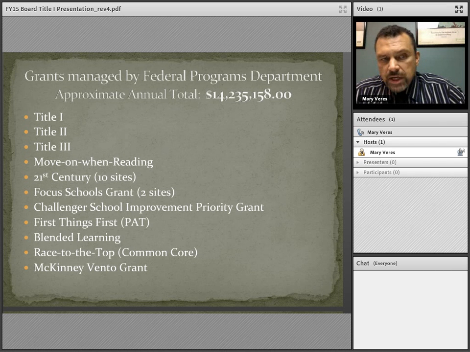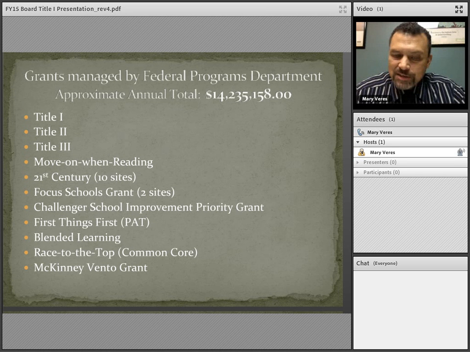The 3 major titles plus Move On When Reading, which is actually an M&O grant. Our 21st Century grant, which there'll be a webinar coming up soon on that. The Focus School grants, the Challenger School Improvement Grant, which is about $1 million a year. The First Things First grant through the Parents as Teachers program. We have an additional blended learning. Our Race to the Top, which is used to support our Common Core, and of course our McKinney-Vento grant, which we received one more time, of which we have yet to fail to get it. So we've got one more time, 3 years for $100,000 each.